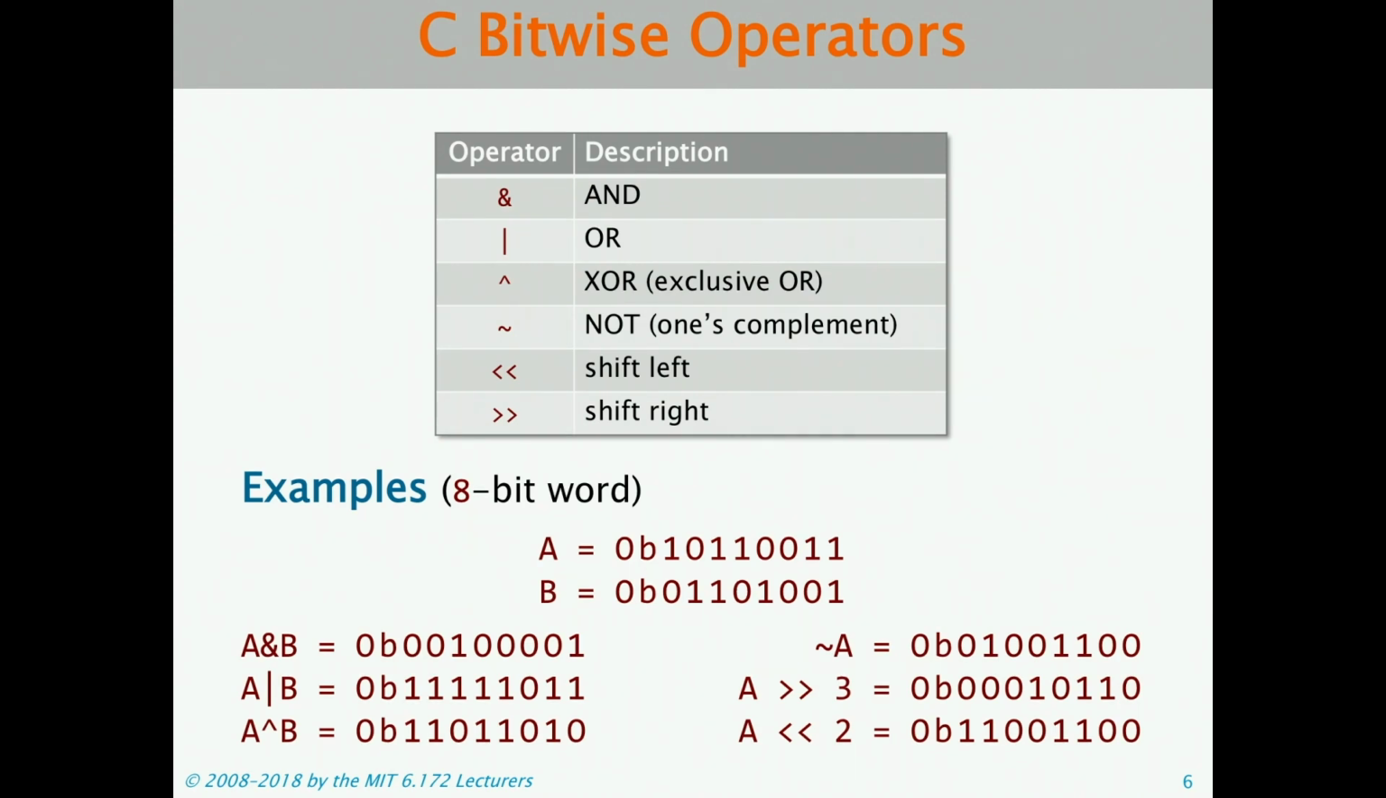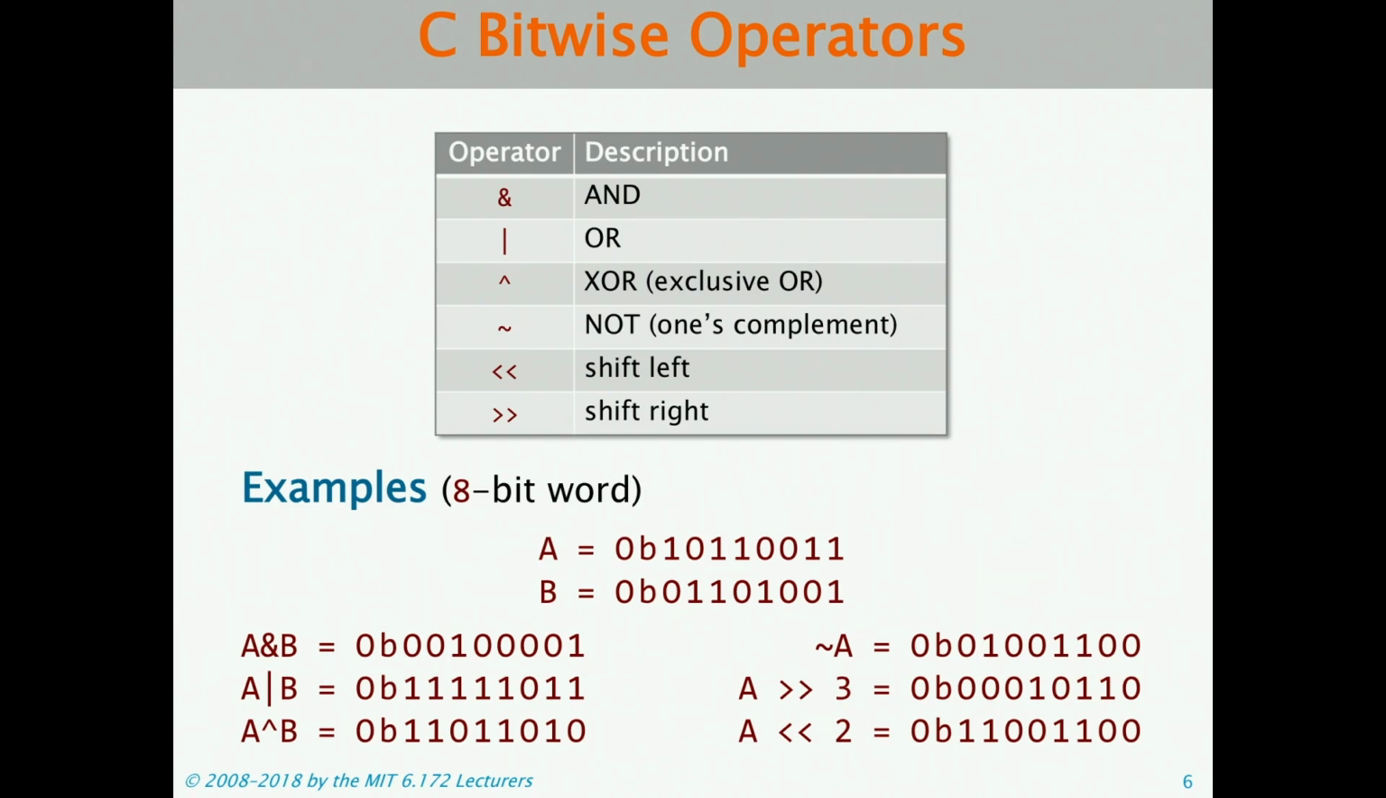So let's look at how these operators work on this example here. We have these two 8-bit words, A and B. To compute A AND B, we just look at every 2 bits in the same position in A and B and compute the AND of those 2 bits. So 1 ANDed with 0 is 0, so we get 0 here. 0 ANDed with 1 is 0. 1 ANDed with 1 is 1, and so on.